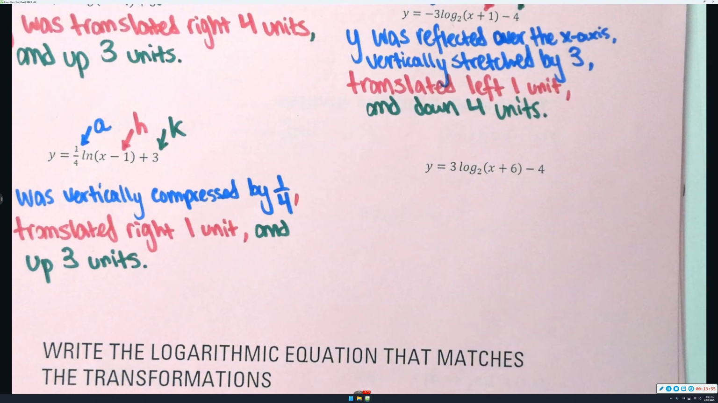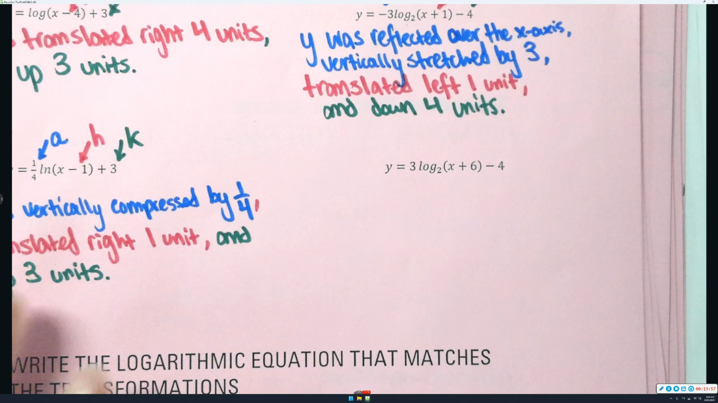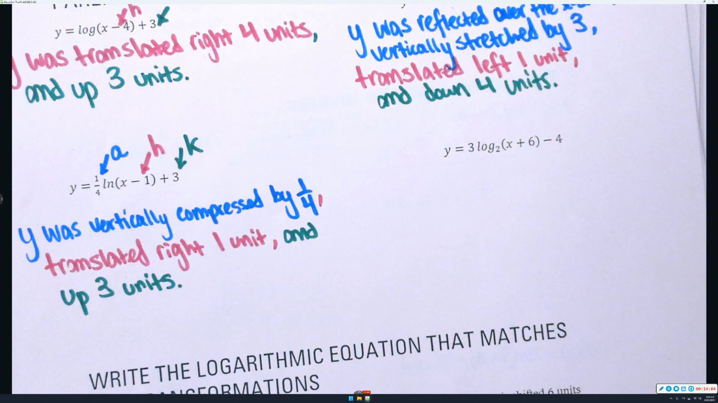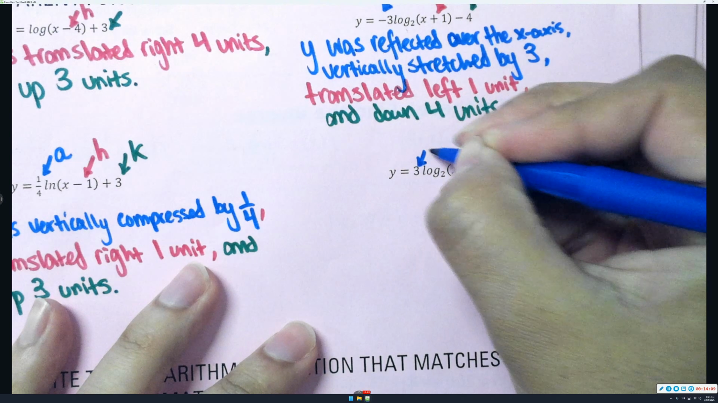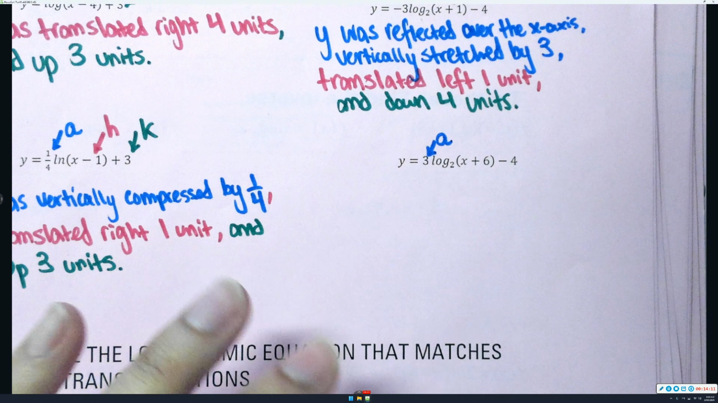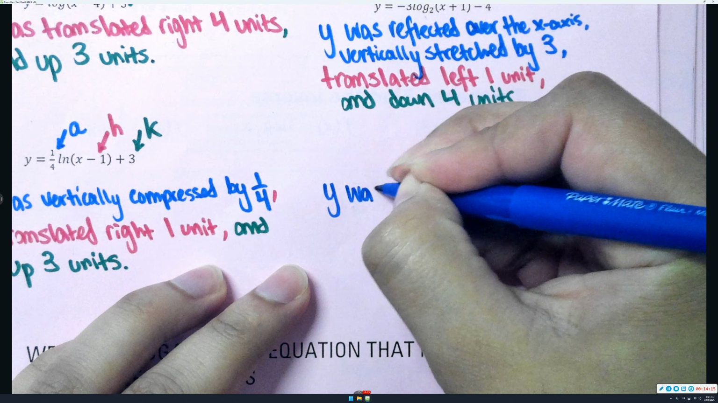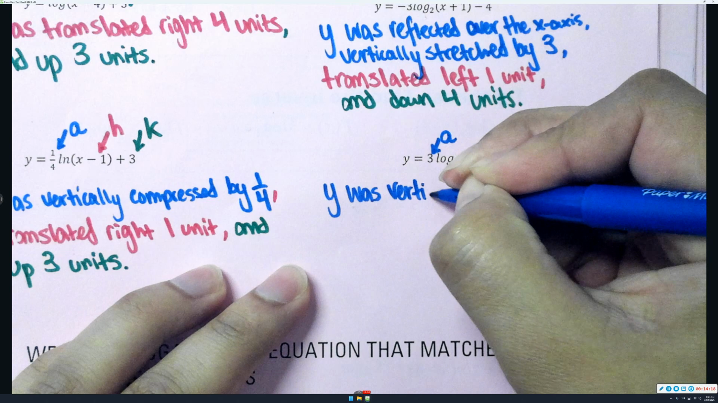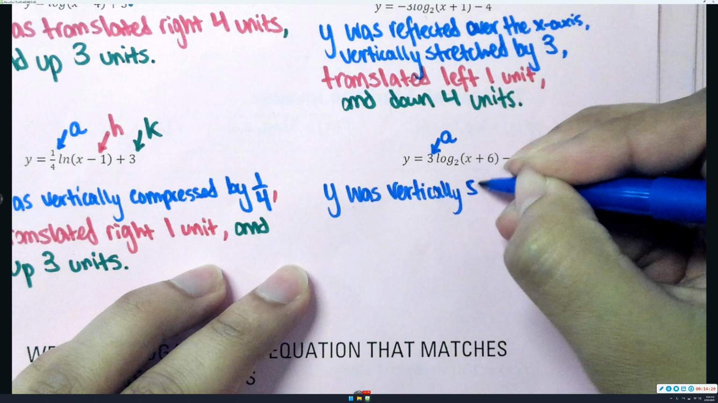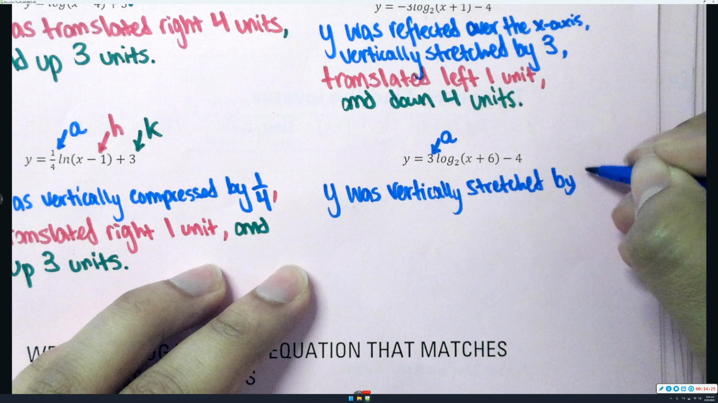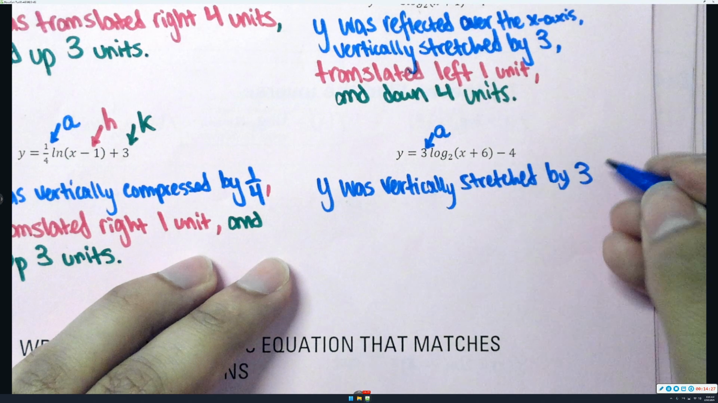Here we go. For the next one, we have y equals 3 times log base 2 of x plus 6 minus 4. So for this one, we have an a value of 3. Let's write that down. So this is going to be a vertical stretch or a vertical expansion. Y was vertically stretched by 3. You can also say by a factor of 3, okay?